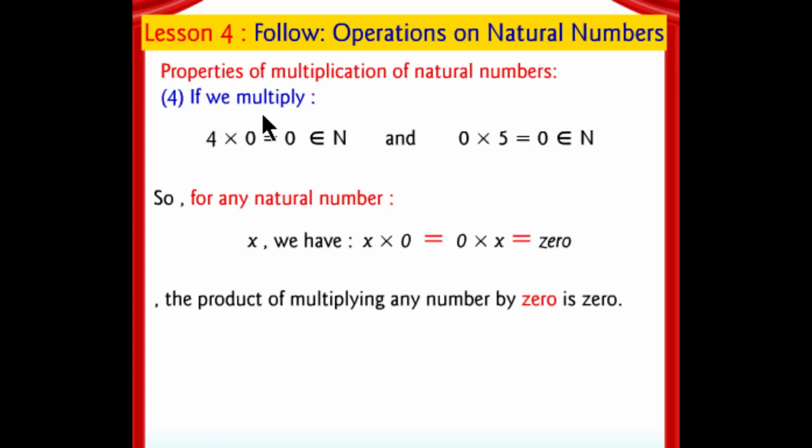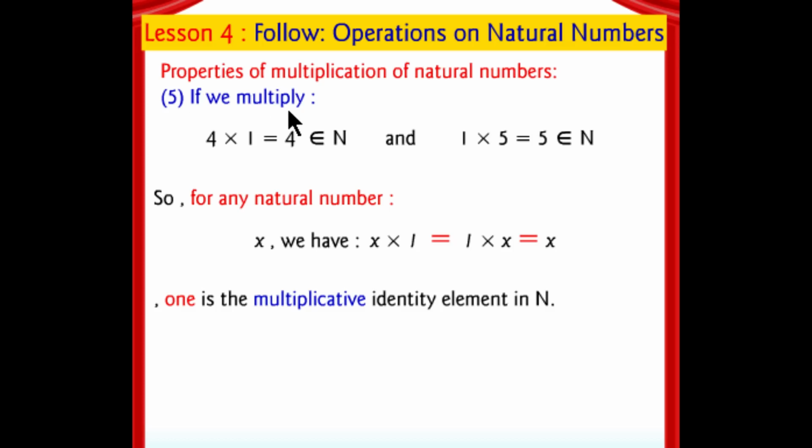4. If we multiply 4 times 0 equals 0, which belongs to natural numbers, and 0 times 5 equals 0, which belongs to natural numbers. So for any natural number x, we have x times 0 equals 0 times x equals 0. The product of multiplying any number by 0 is 0.